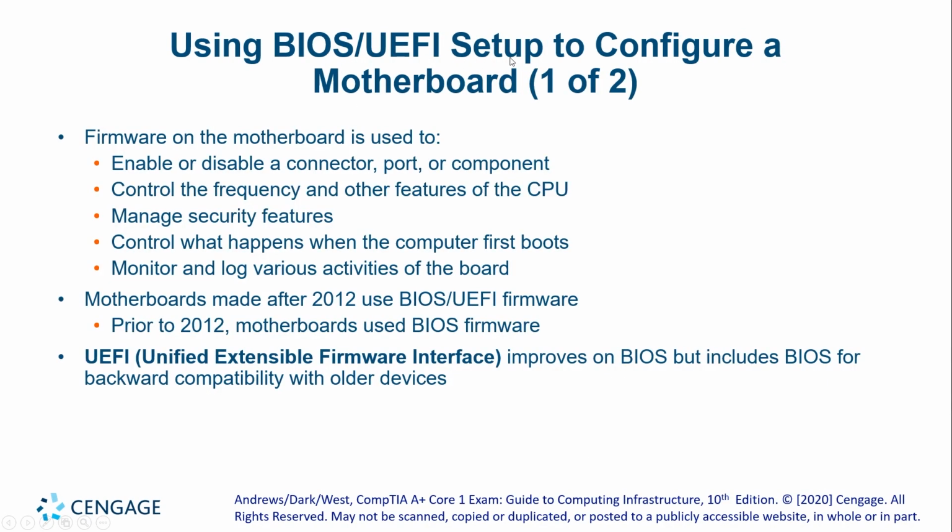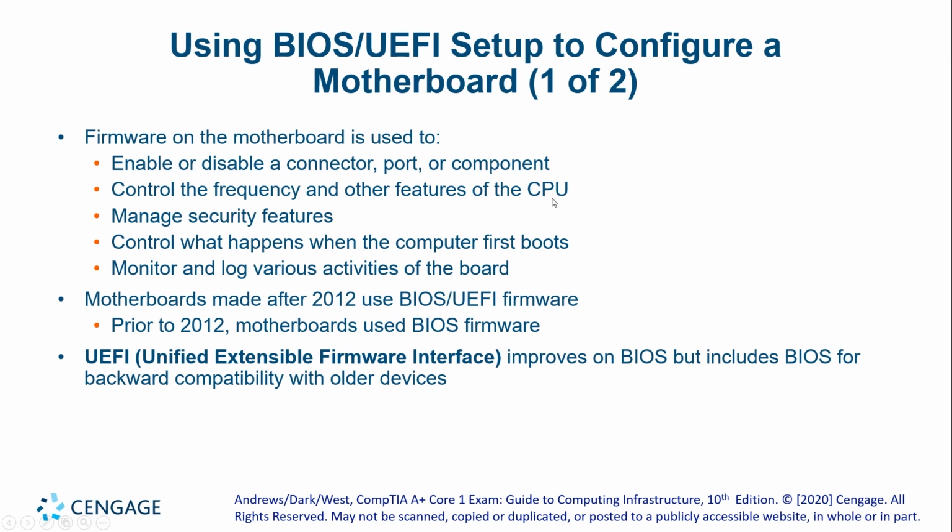BIOS UEFI setup. Basically we're going to configure a motherboard. This needs to be done before you install the software, before you install the operating system. So firmware on the motherboard is used to enable and disable connectors. If you want to enable HDMI or enable VGA, if you want to enable onboard sound or have your own sound card or whatever. It also controls the frequency and other features of the CPU.